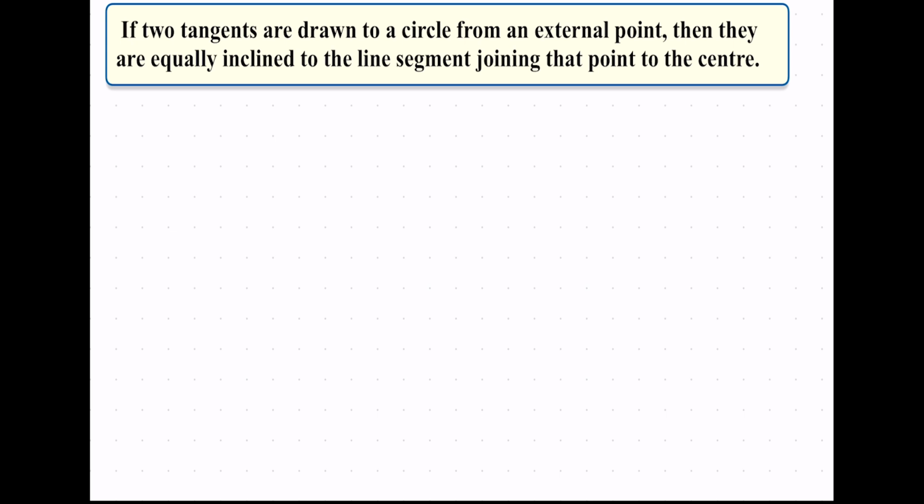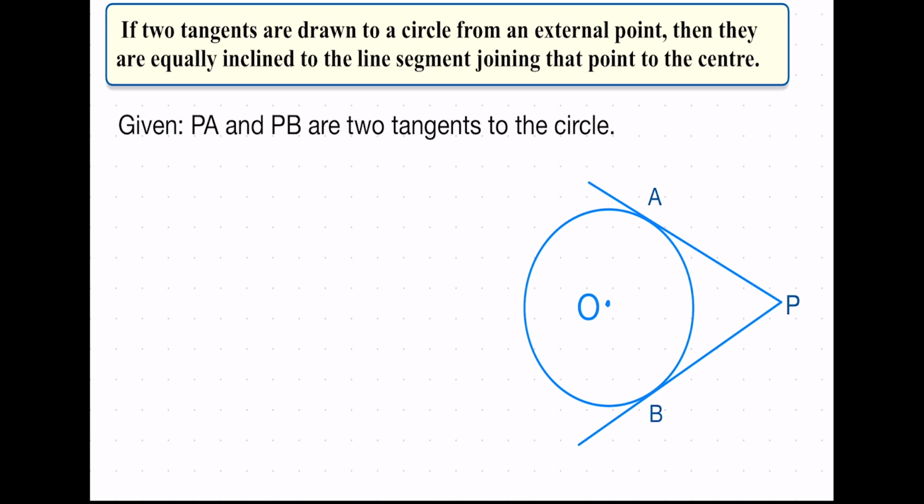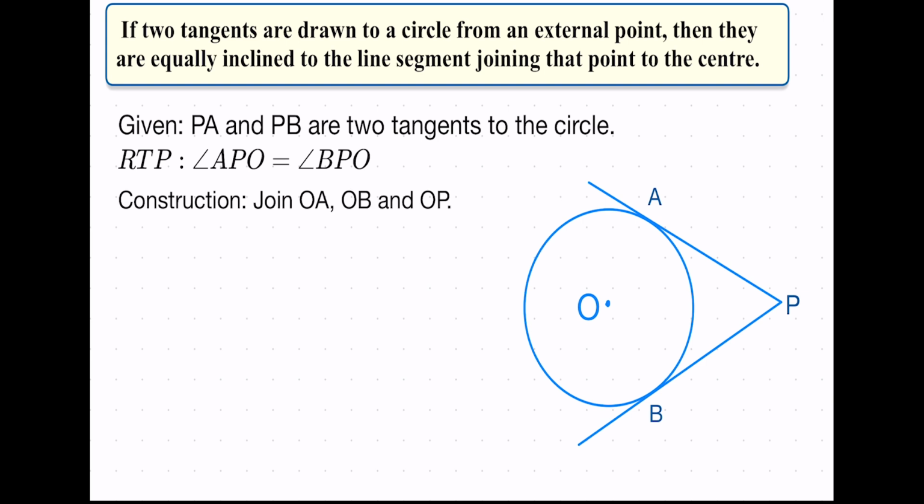So to prove it, we'll be taking a circle centered at O, and PA and PB are the two tangents, and we have to prove that angle APO equals angle BPO. Now to prove it, we'll be joining OA, OB and OP.